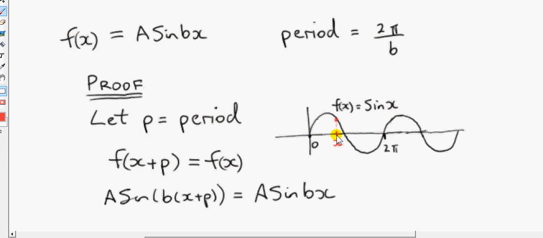Let's take some value x and consider f of x. Well, we just go up to the graph or down to the graph depending, and we go across here and we have f of x, of course. Now if we add 2 pi onto x, we will end up over here. So this point is x plus 2 pi, or x plus p. So the period here is 2 pi. So if we go up to the graph, we get the same value as f of x. So for the sine function, f of x plus 2 pi equals f of x.